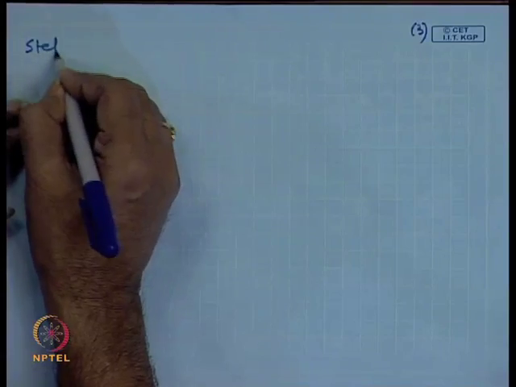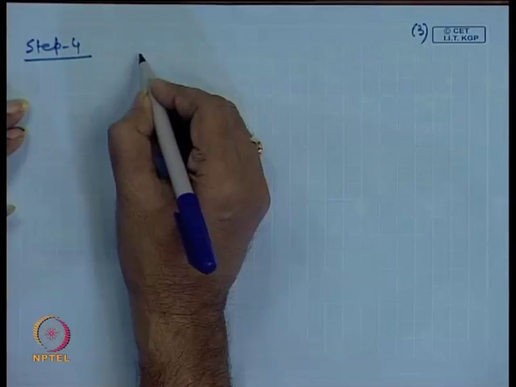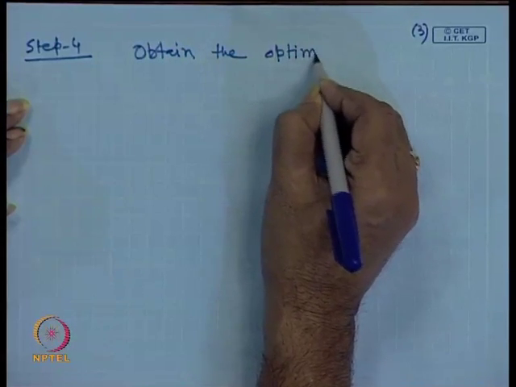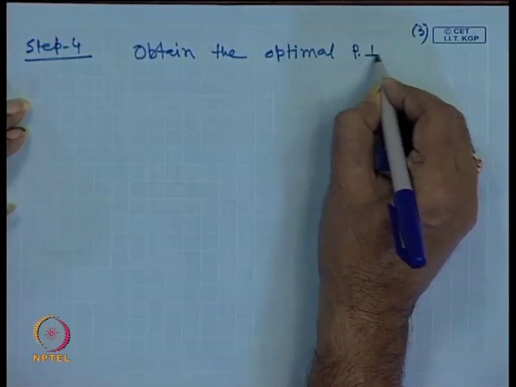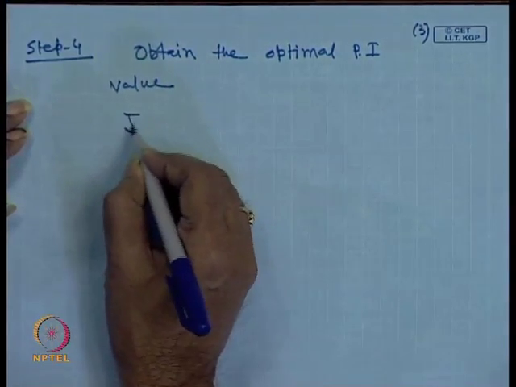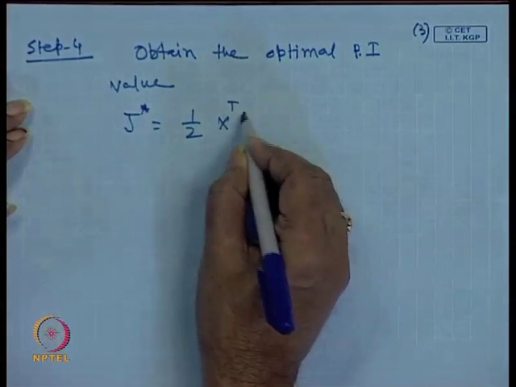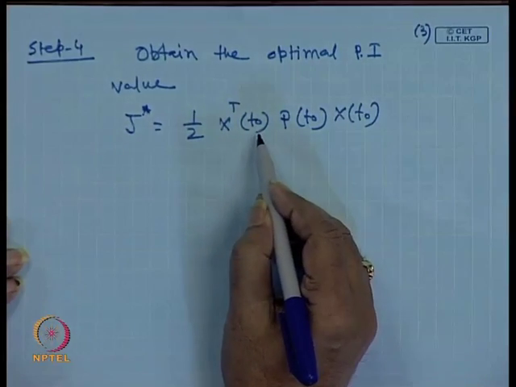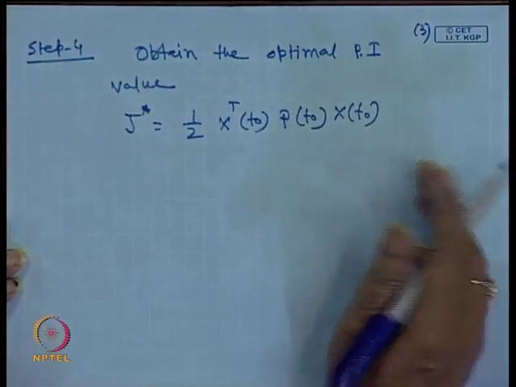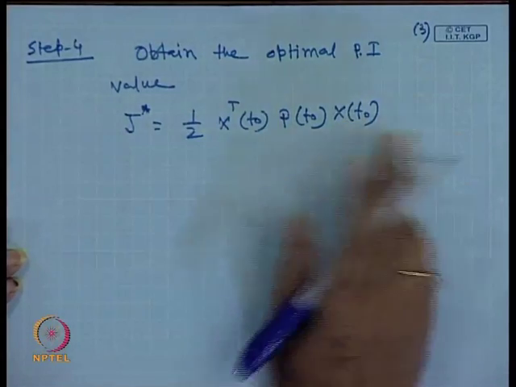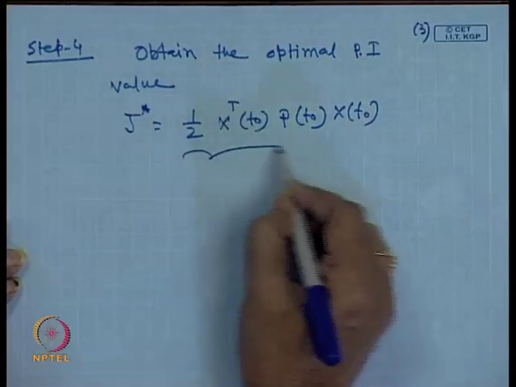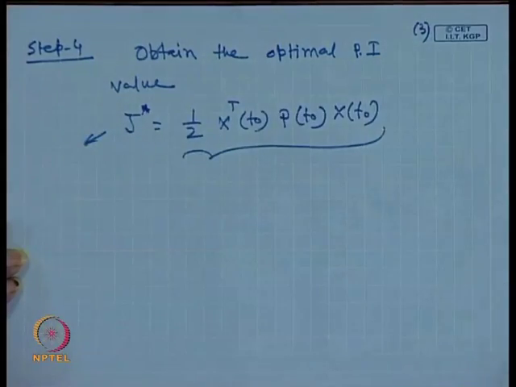Now, one may be interested to find out the optimal cost. If you want to obtain the optimal performance index value, then J star, the optimal value, is half x transpose of t 0 P of t 0 x of t 0, if you know the initial condition of the state. Since we have solved the matrix Riccati equation backward in time, store the value of P at time t is equal to 0, then you can compute the optimal cost of the performance index over the interval 0 to t.